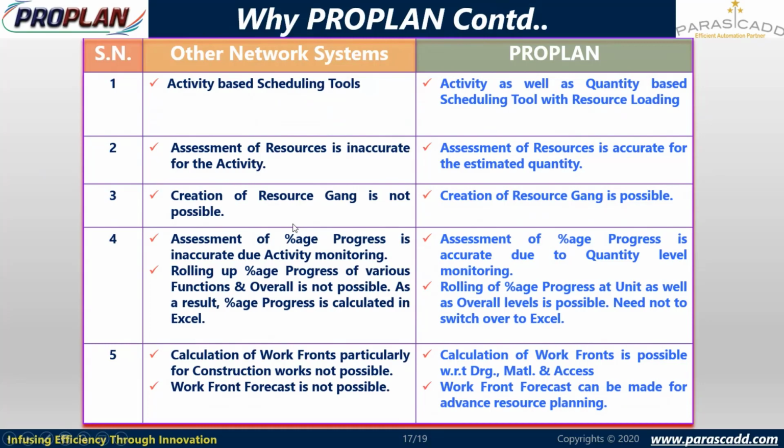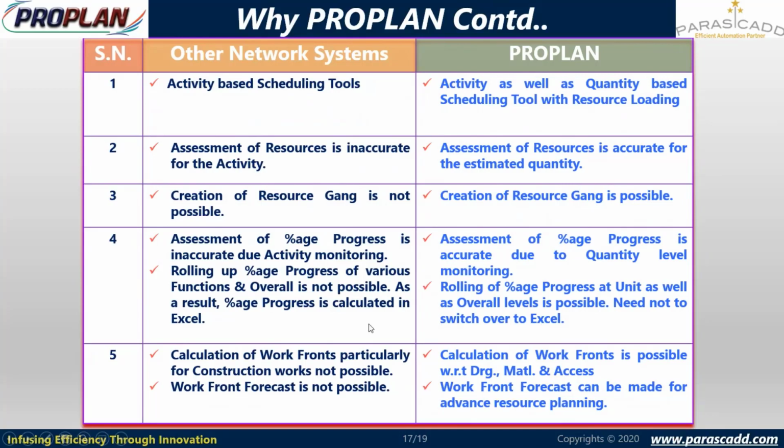In other networking systems, assessment of percentage progress is inaccurate due to activity level monitoring. In ProPlan, assessment of percentage progress is accurate due to quantity level monitoring. In other networking systems, roll-up of percentage progress of various functions and overall is not possible. As a result, percentage progress is calculated in Excel. In ProPlan, rolling up of percentage progress at unit as well as overall level is possible, and there is no need to switch over to Excel.